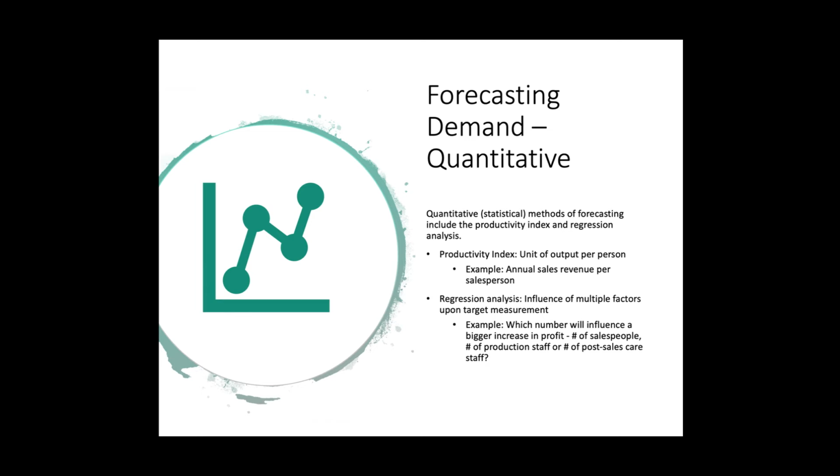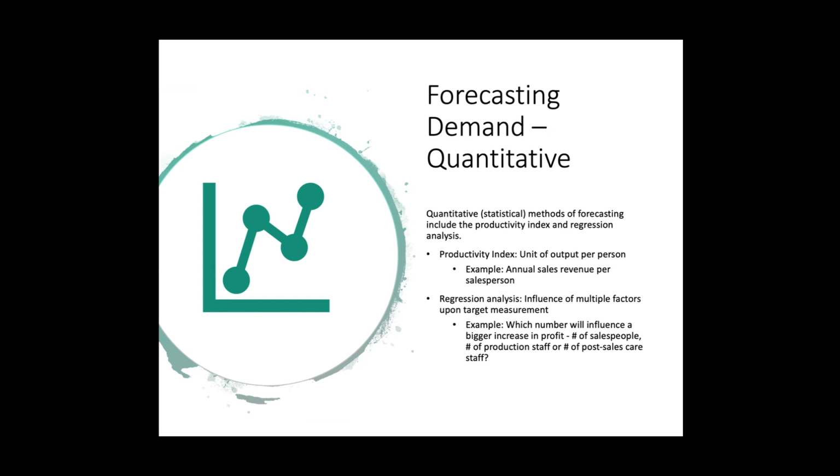That's a little different than a regression analysis. You can see here a regression analysis, also a statistical tool. The difference is you're really looking at the influence of multiple factors upon whatever target you're trying to measure. And so, for instance, there are many things that may impact overall sales revenue in addition to the number of salespeople you've got, right? And one of the questions you're asking is, if I have this much money to throw at this problem, to invest in solving this problem, where should I invest it? What number will influence a bigger increase, for instance, in profitability? If you're trying to increase not just sales revenue, but profitability, where is my dollar best spent?